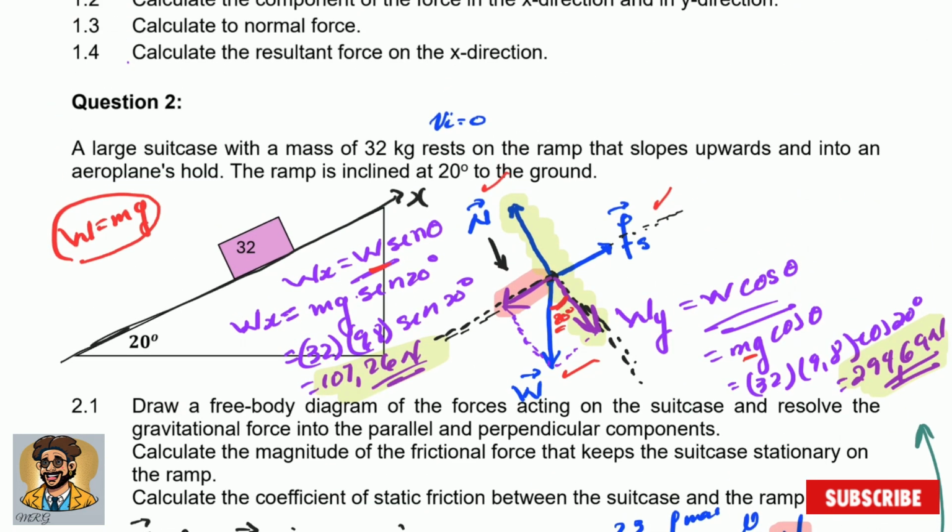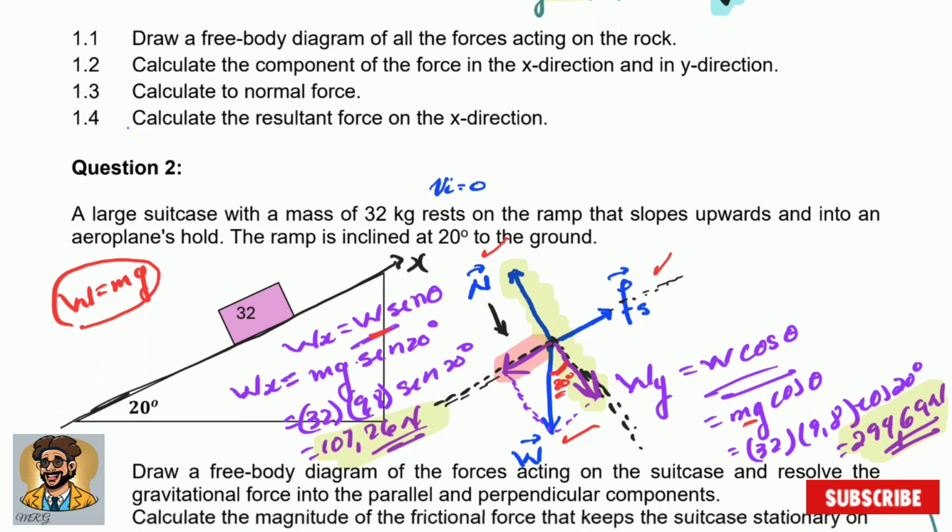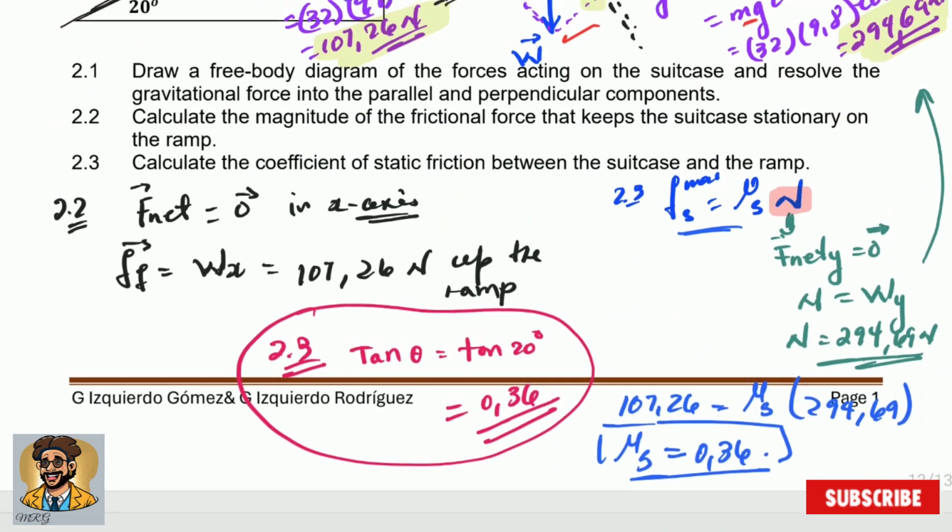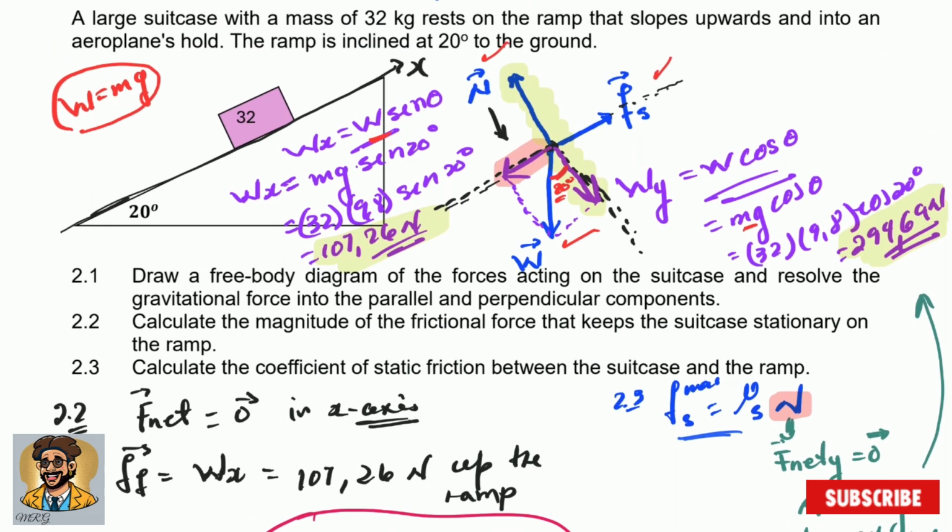Guys, this is all for today. I hope it helped. This is a good two questions related to free body diagrams, calculated friction, etc.